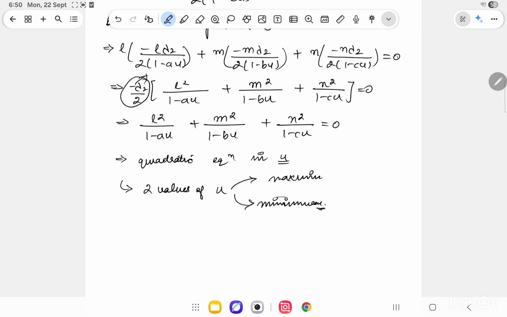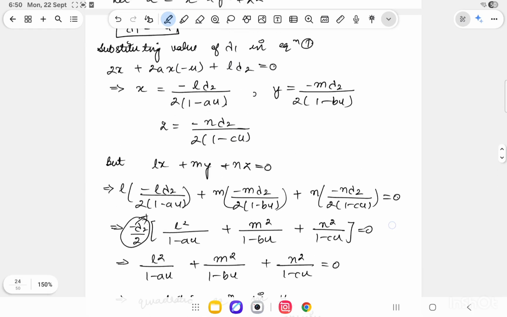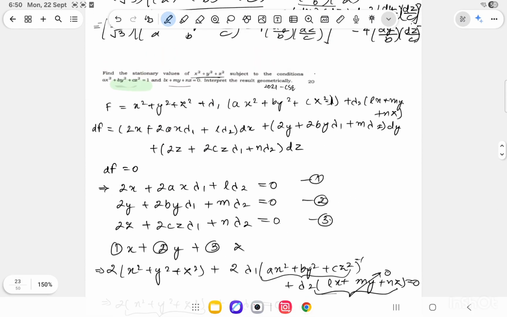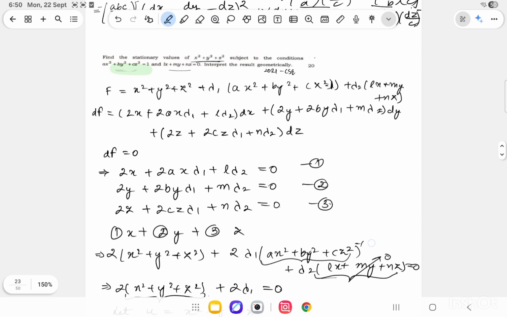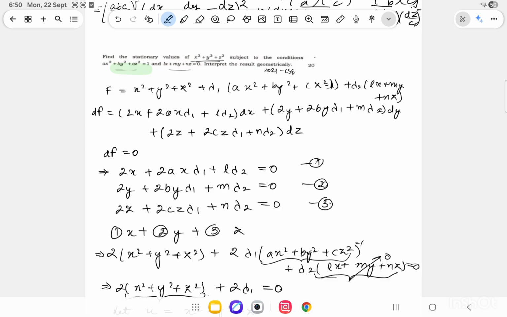So these will be basically the stationary values, and further the question asks us to interpret the result geometrically. That will be the same as we have done in the previous question, that is, it will be the perpendicular distance to any tangent from the origin, basically the perpendicular length of the tangent plane from the origin. So let's move on to discuss the next question.